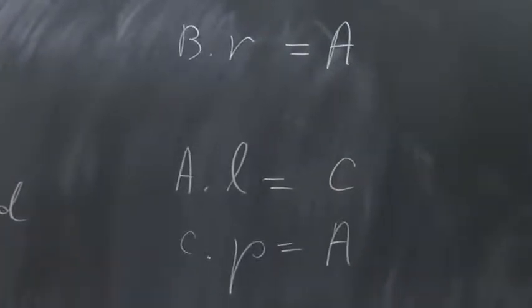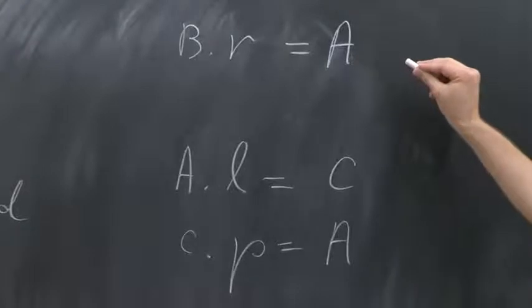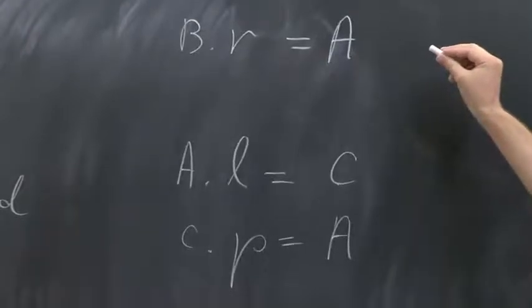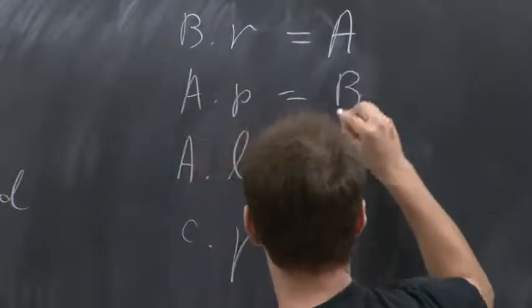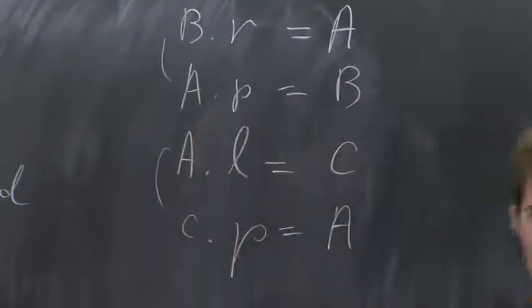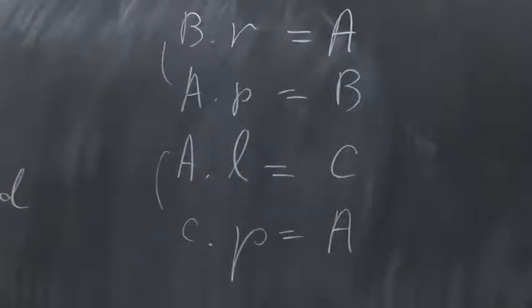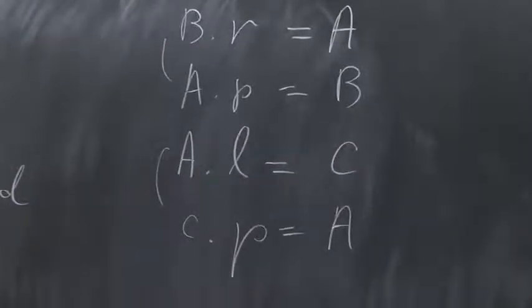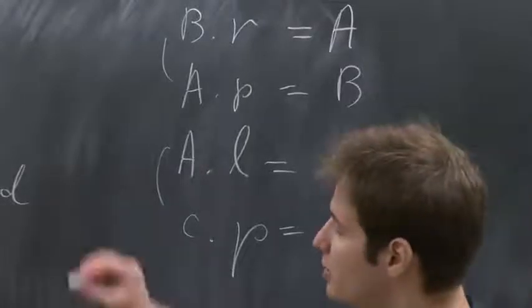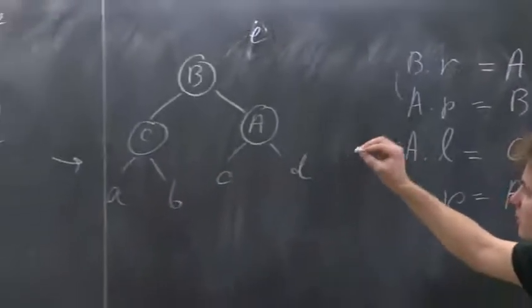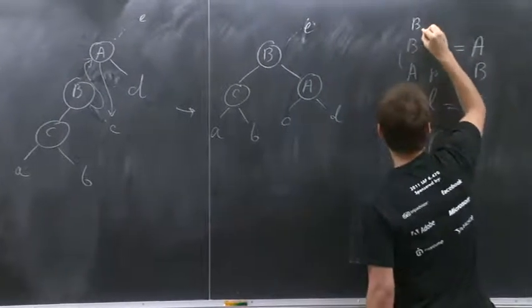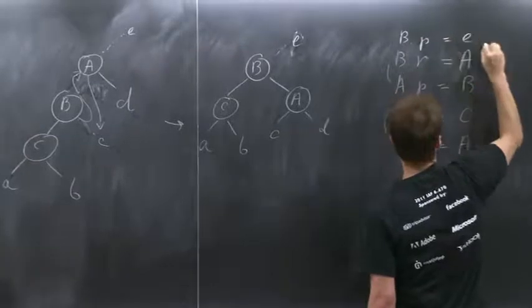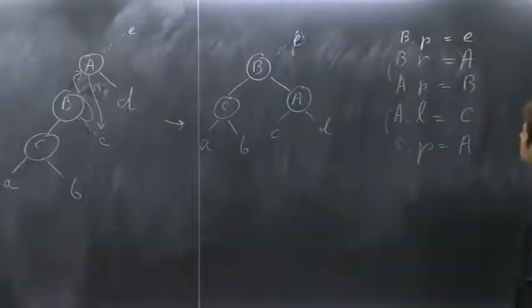So if B's right is A, then what should I do with A's parent? A's parent is B. Okay, always do them in pairs so you don't lose track of them. And A's parent is E and A's left child is B. So B's parent, sorry, B's parent is E, right? Yeah. Okay. So B's parent is E, and E's left child is B.